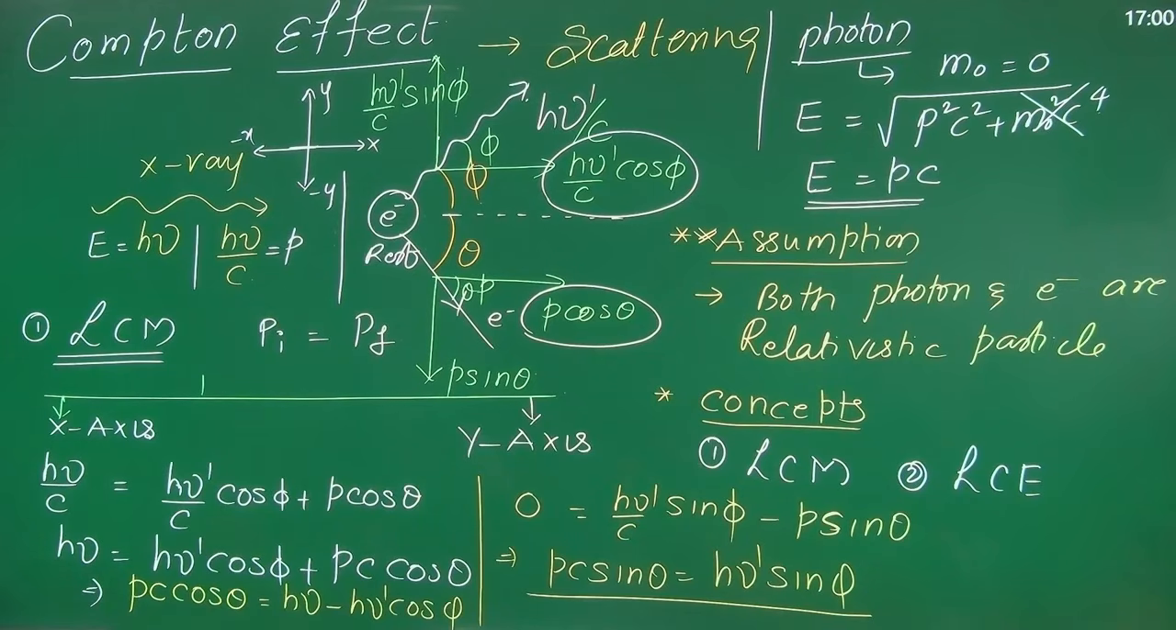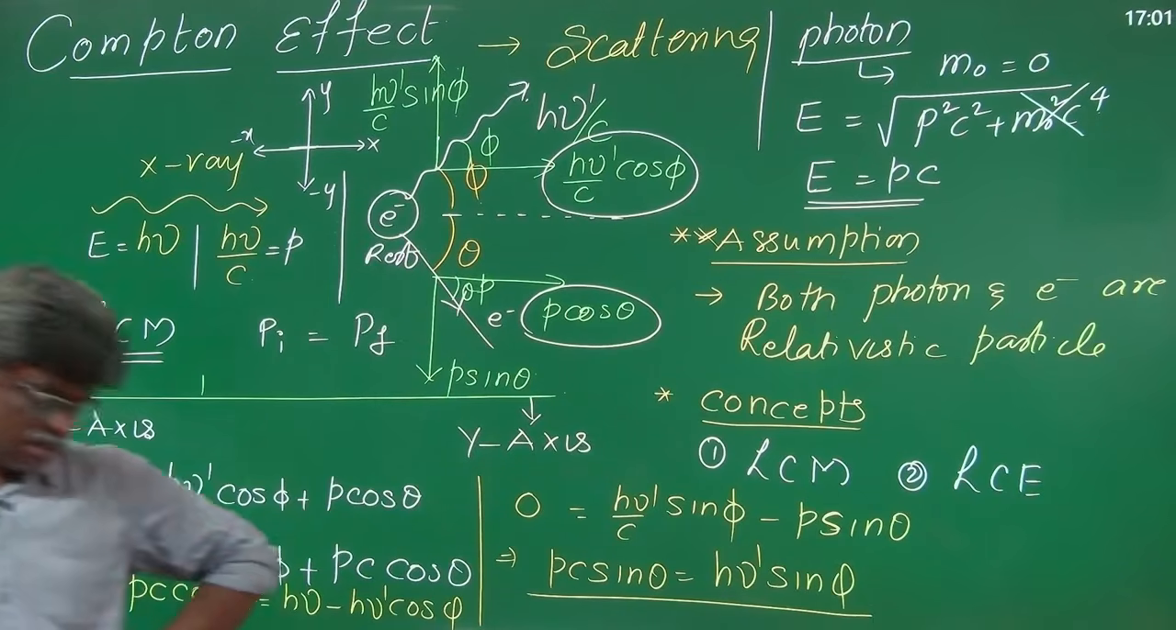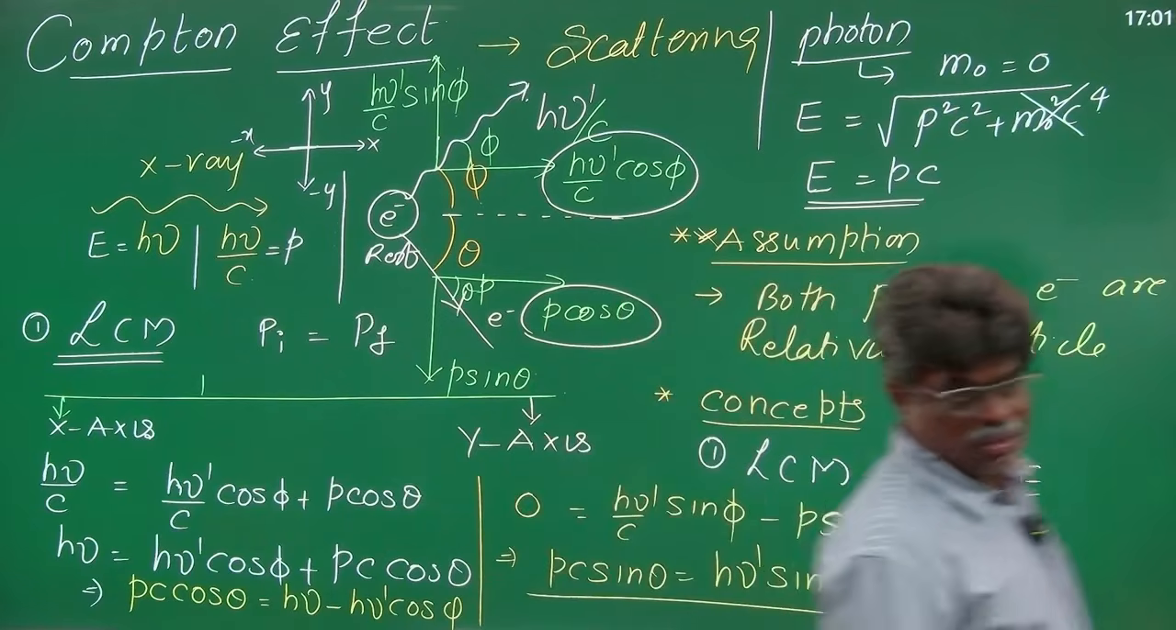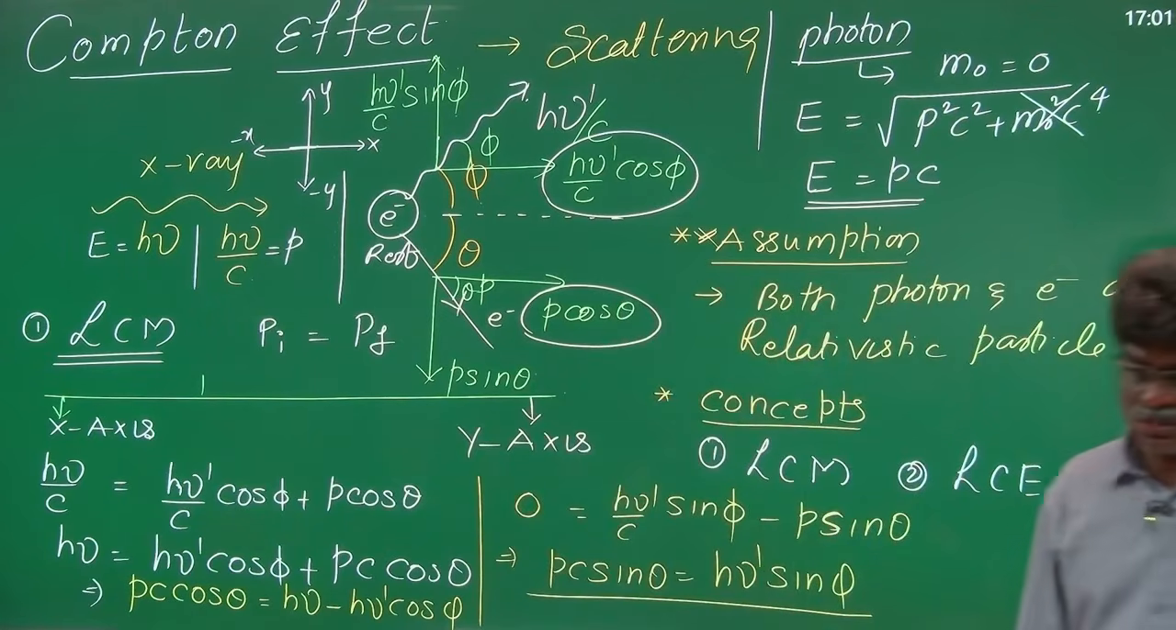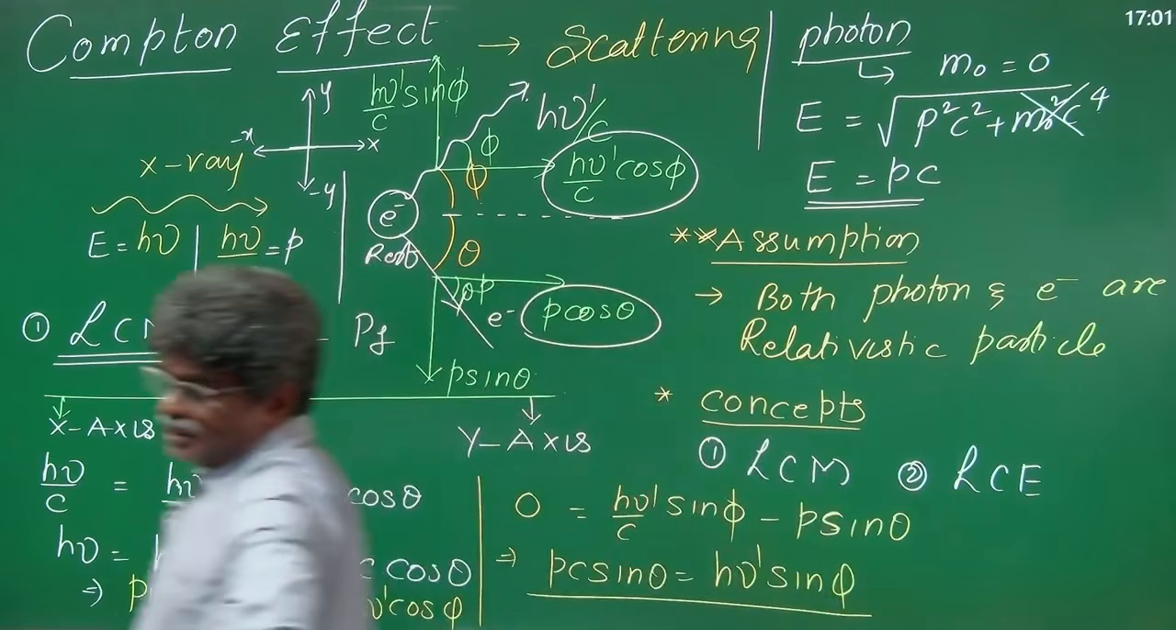So what is the value you got? Please check. P square C square equal to h nu whole square plus h nu prime whole square minus 2 h square nu nu prime cos phi. So once again, please check the value. Answer: P square C square equal to h nu whole square plus h nu prime whole square minus 2 h square nu nu prime cos phi. Please do it.